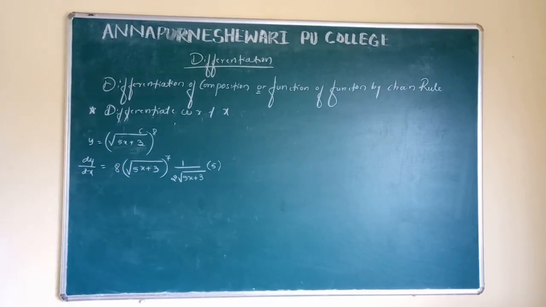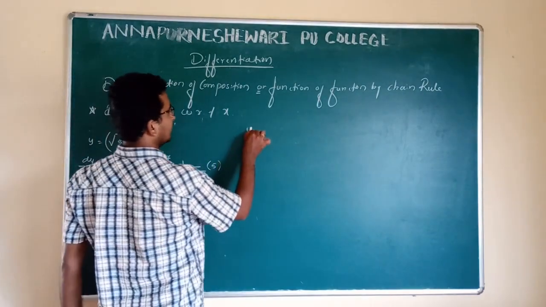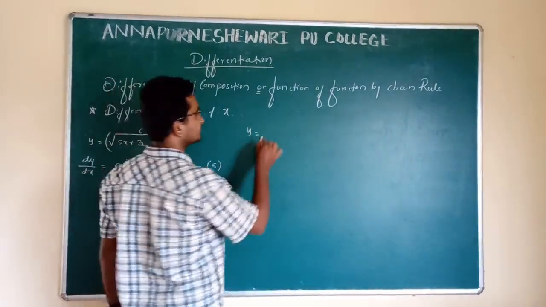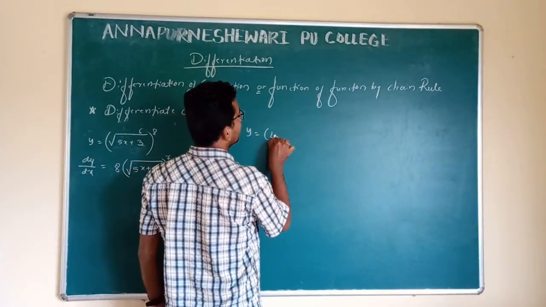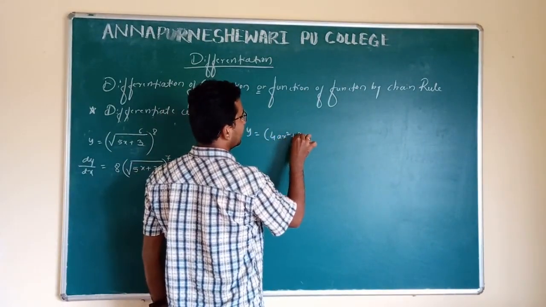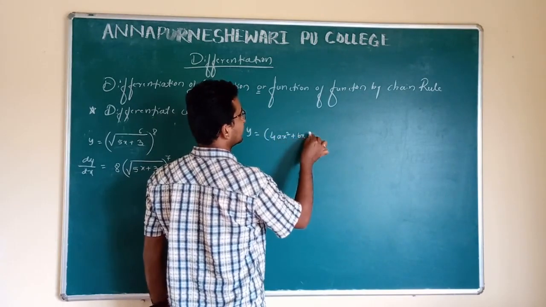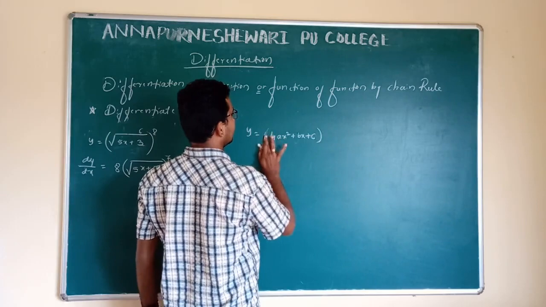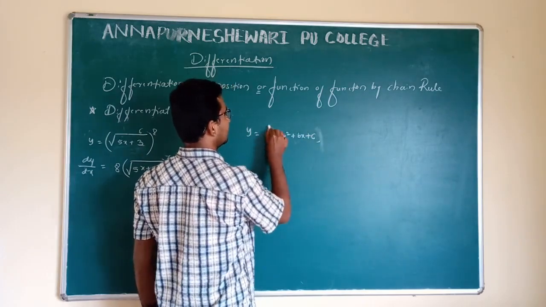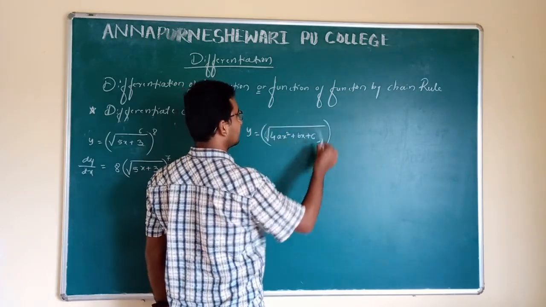Getting? Then can we go for one more example? Okay, one more example, the same thing we are going to do again. That y equal to, this is what I will take, 4ax square plus bx plus c whole raised to, this is in the form of root again, whole raised to 5.